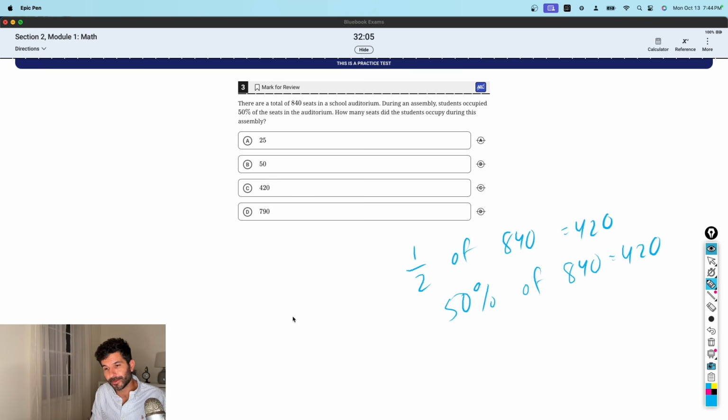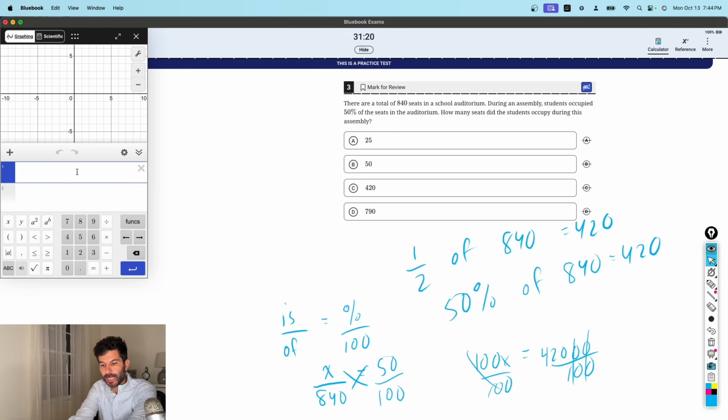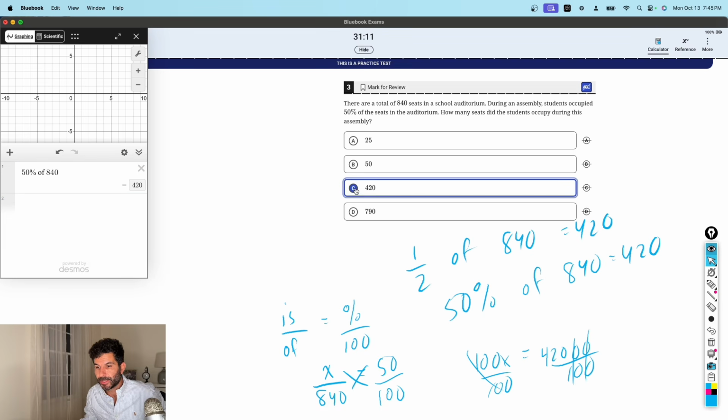For those of you that love that is over of equals percent over 100, the proportion, we can do that here. We know that the of is going to be 840. We are looking for the is, and we're going to have 50% up here. Realize that in Desmos, as soon as you put 50%, it will automatically put the word over. So you can just do that. 420 is my answer. I'm going to go with C.